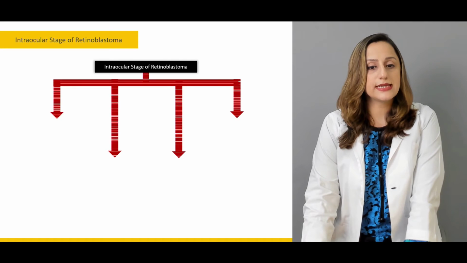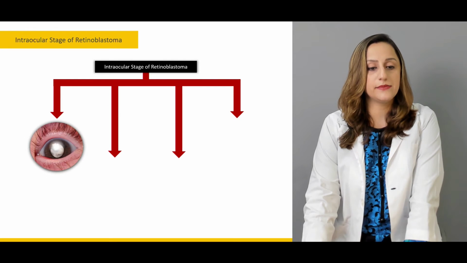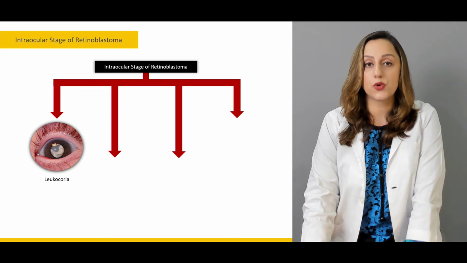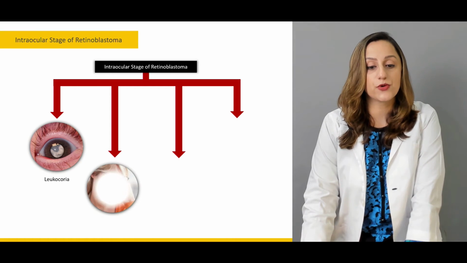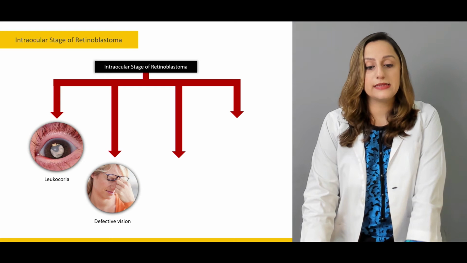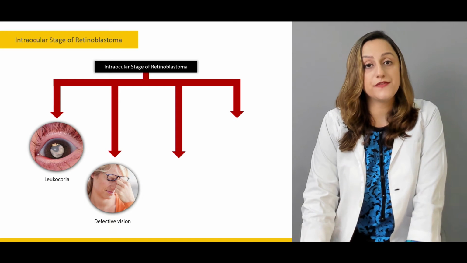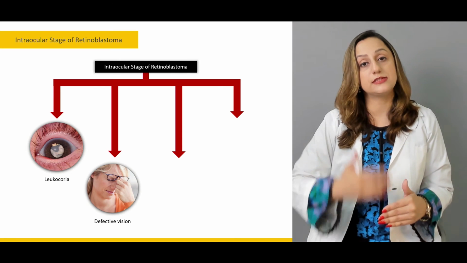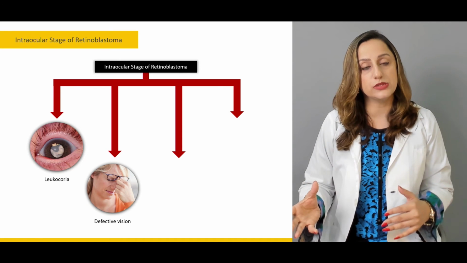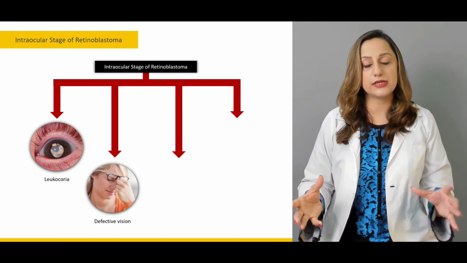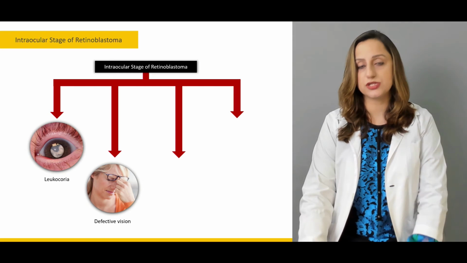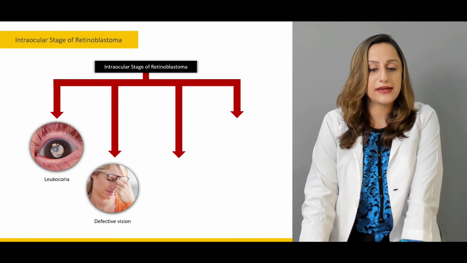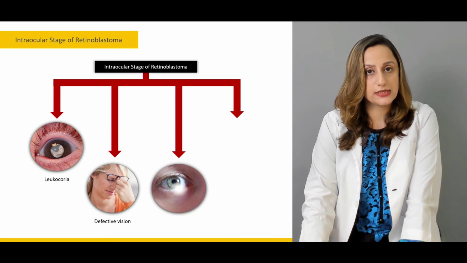So for the intraocular stages of retinoblastoma, obviously, we're going to first of all look at leukocoria, if the patient is suffering from leukocoria. And then the patient can also have defective vision. So it would not directly start off with a defective vision in that individual. The first presentation or the initial picture would be just of a leukocoria. That would again give rise to the defective vision in that individual.